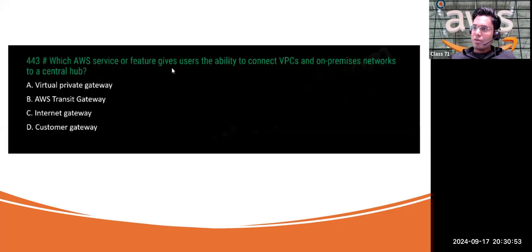Which AWS service or feature gives users the ability to connect VPCs and on-prem networks to a central hub? That's the new question, you haven't learned it. The answer is AWS Transit Gateway. Whenever you see in the exam that you have multiple VPCs, suppose in an AWS environment you have 10 VPCs and an on-prem network, and you want to connect the on-prem network to a central hub, then Transit Gateway.